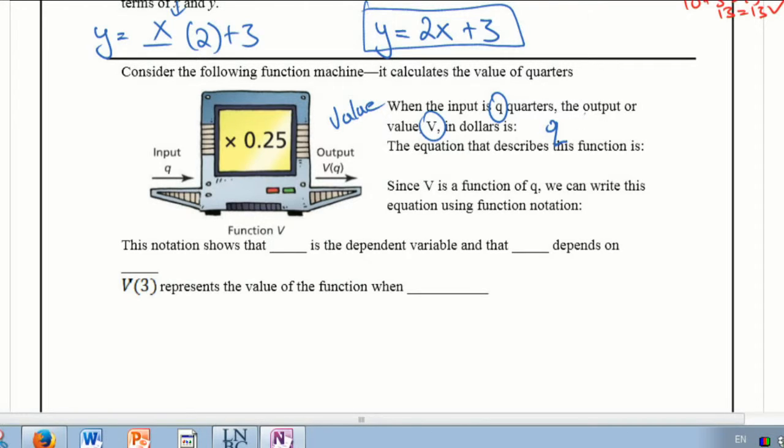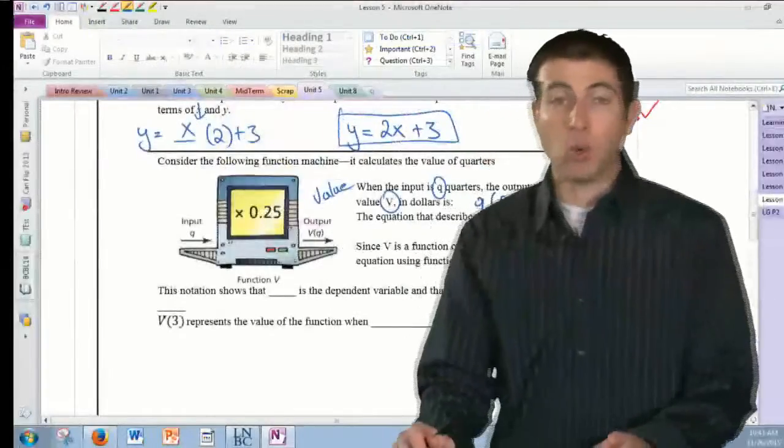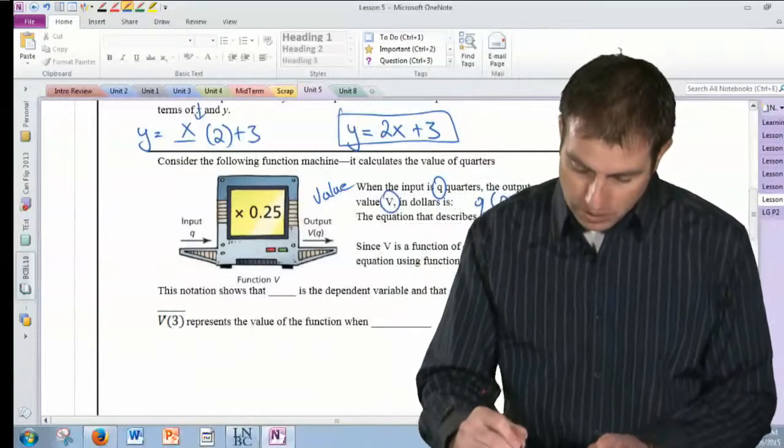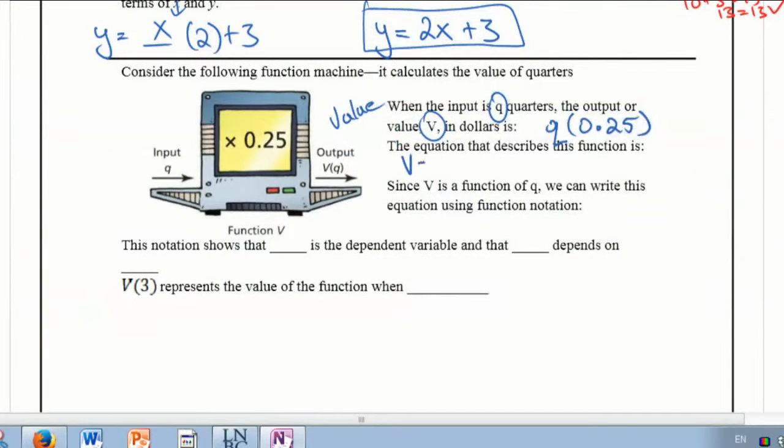Well, each quarter is worth 25 cents, so it makes sense to multiply this by 0.25. So if I took the number of quarters, Q, and multiplied it by 0.25, that would tell me how much money I have. So if we want to come up with an equation that's going to work for any number of quarters, I'm going to take V, the value of the money I have, and that's going to be equal to 0.25 times Q.